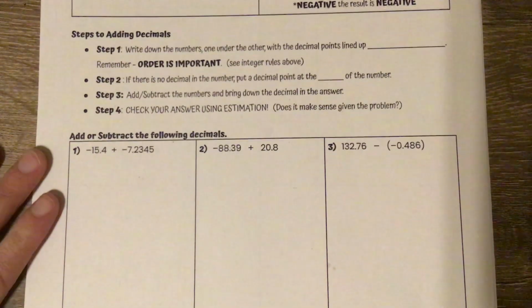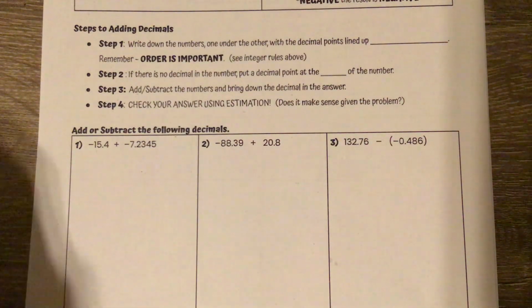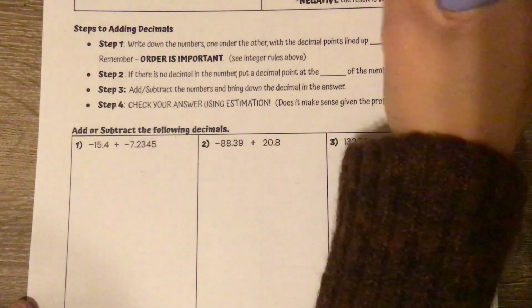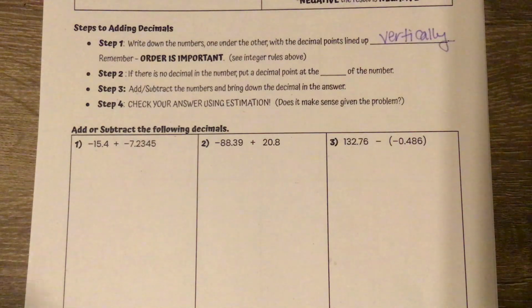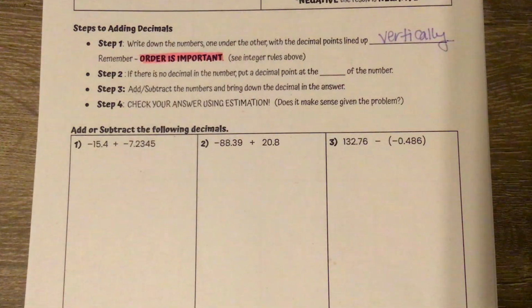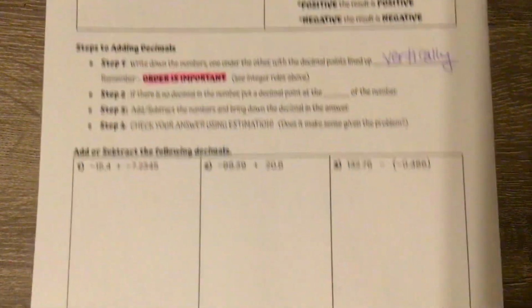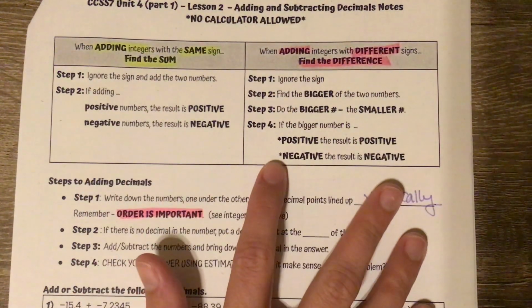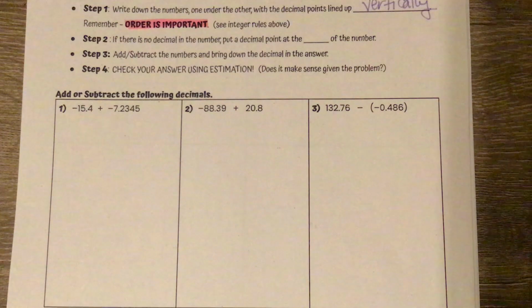So, steps to adding decimals. The most important thing is that we write the numbers one under the other with the decimal points lined up vertically. Remember, order is important, and this is so important with integers because normally in a regular problem you would just go left to right and the left one would be on top. But because we are making decisions based on this, whether we have to add or subtract, it's going to flip around sometimes. So, first one, we've got negative 15.4 plus negative 7.2345.